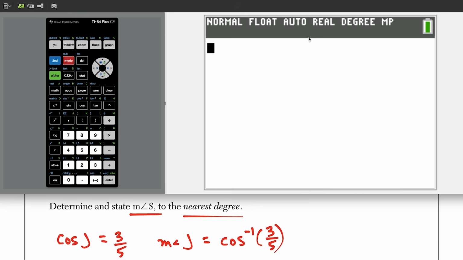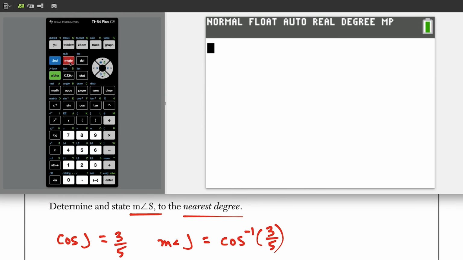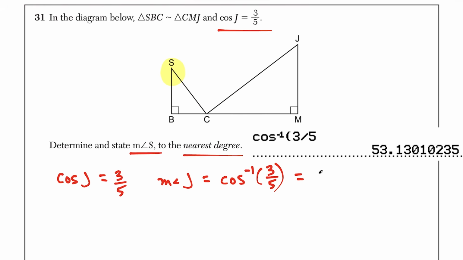But just know, if you're unsure if your calculator's in radians or degrees and you have a TI 84 plus CE, it'll tell you at the top if it's in radians or degrees. Or you could just press mode once again and check just to make sure it's in degrees. So to get cosine inverse, we're going to press second cosine, and we're typing in 3/5. And now we press enter, and here's our angle. So to the nearest degree, the measure of angle J is 53 degrees. We're rounding to the nearest whole number. We're going to look over here at the 3 in the ones place, and to the right is a 1.